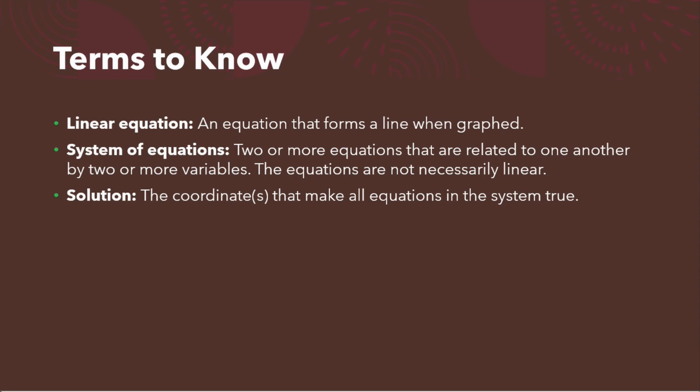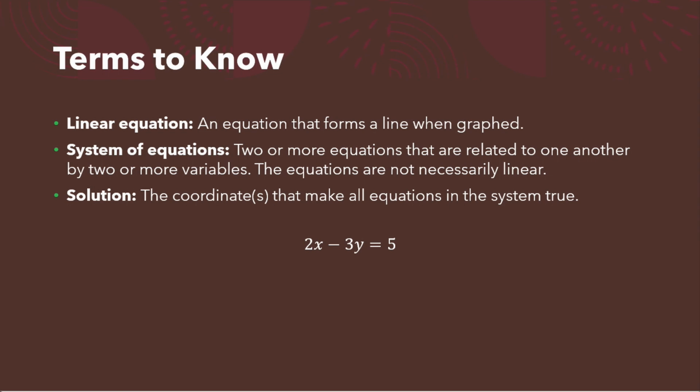So, an example of a linear equation would be something like this. 2x minus 3y is equal to 5. While this might not be a form that you're familiar with, it's pretty easy to convert this into slope-intercept form, which is where y is equal to something x plus something.